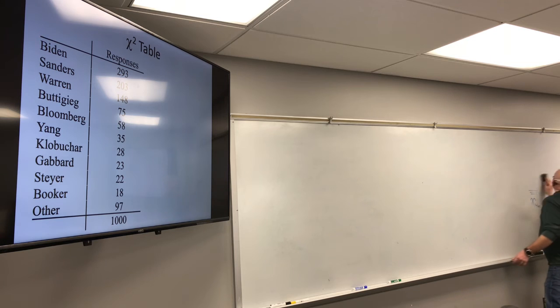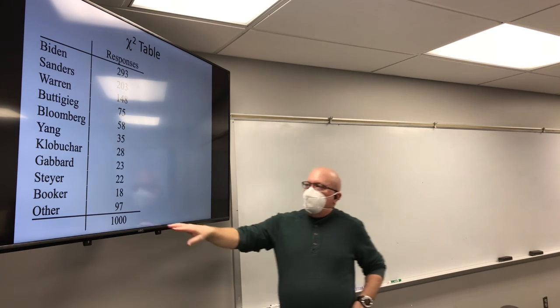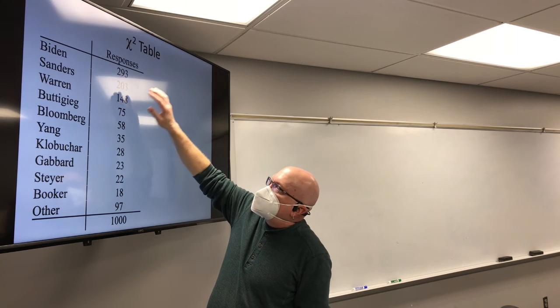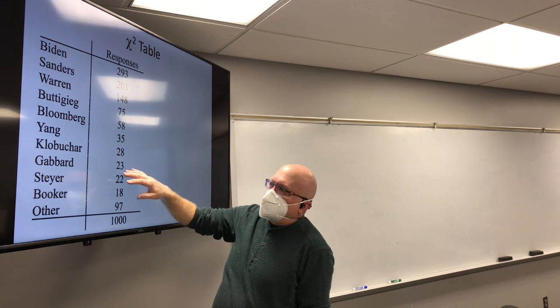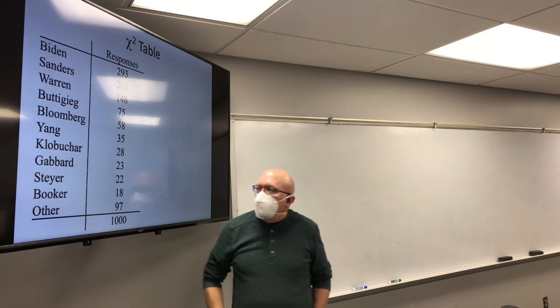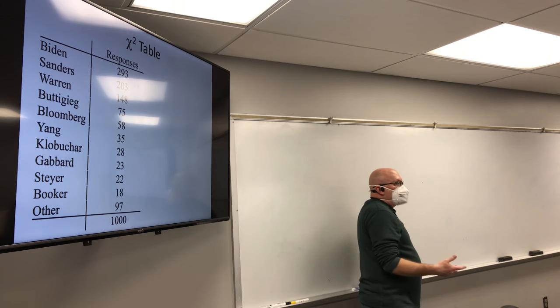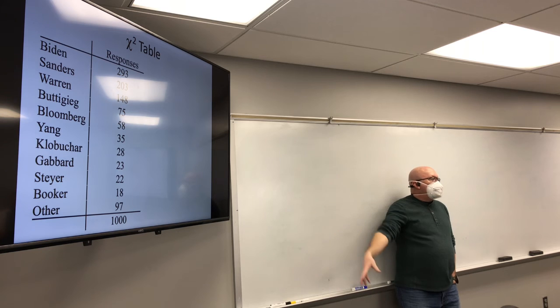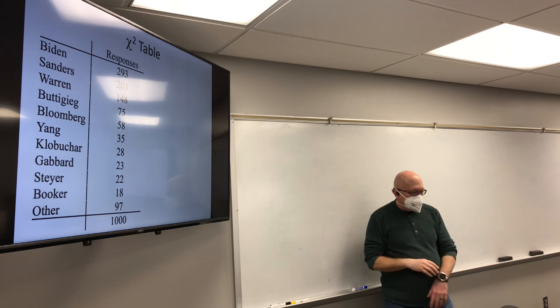This is a poll that was taken on January 8th of 2008, and what they found was they surveyed 1,000 individuals. 293 of them favored Biden, 203 Sanders, 148 Warren, Buttigieg, Bloomberg, Yang, Klobuchar, Gabbard, Steyer. Some of these people you probably don't even remember any longer, and then 97% either chose somebody else or didn't make a preference. These are the observed frequencies of people expressing support for each of these candidates.